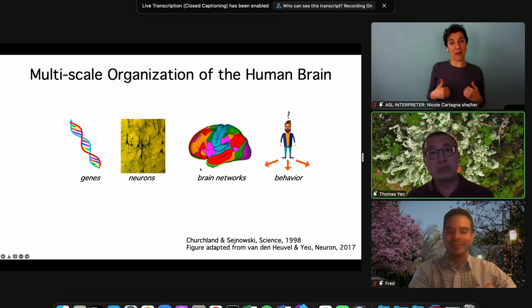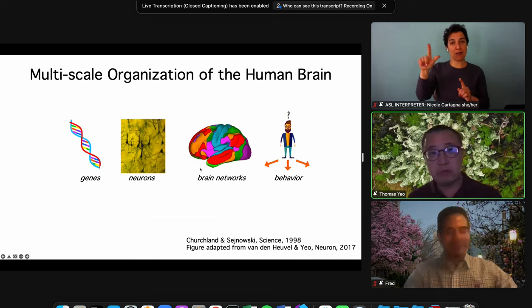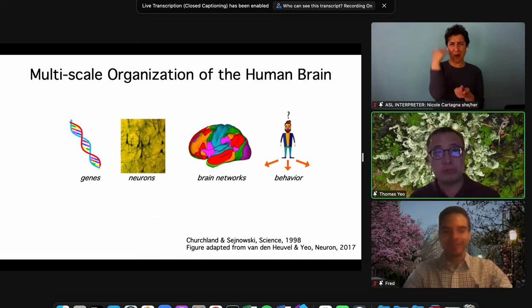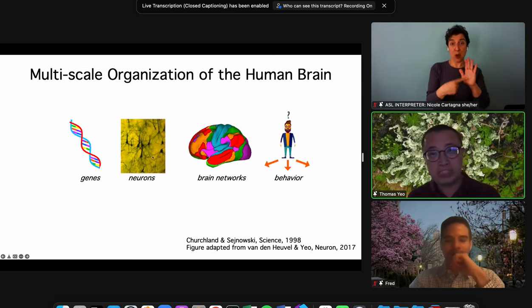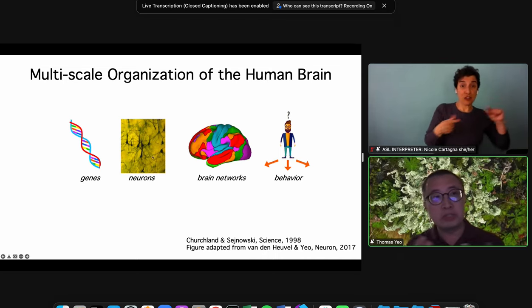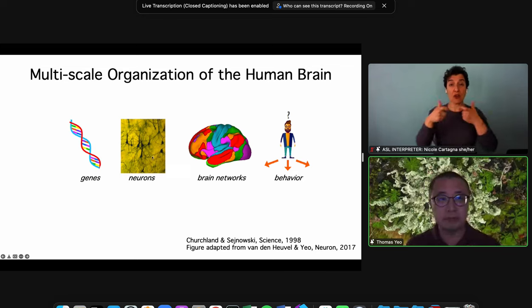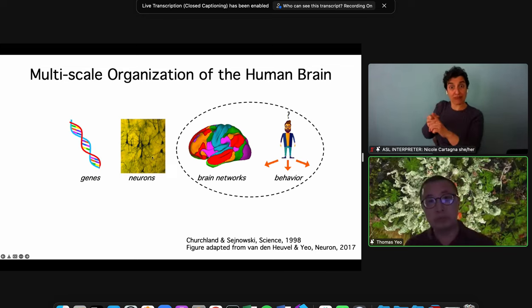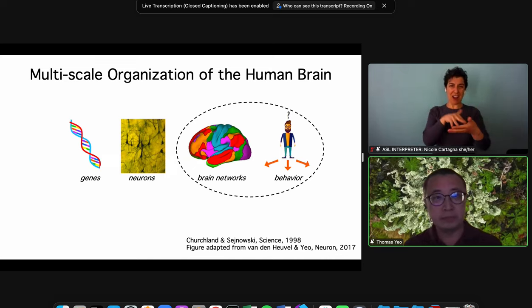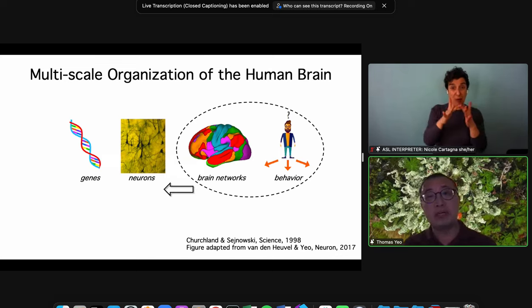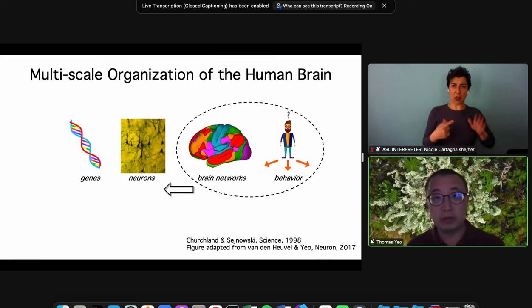As we all know, the human brain is a complex system with multi-scale spatial-temporal organization. This figure here illustrates multiple scales from genes to neurons to large-scale brain networks to behavior. In my group, we focus on studying large-scale brain networks and behavior. But we've also begun using biophysical modeling to bridge the gap with micro-scale organization.